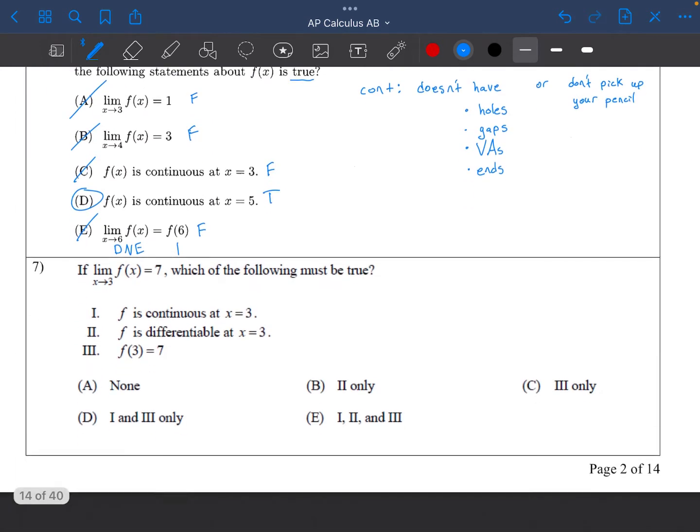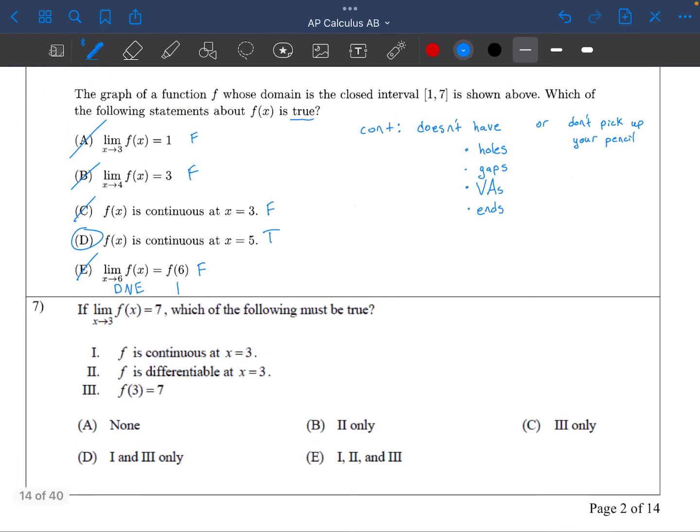On to question number 7. All right, so if x approaches 3 from both sides, again, whenever you have no plus and no minus after this, you assume that it is from both sides. So from both sides, we get a height of 7. Which of the following must be true? And I'm going to underline this word true because sometimes it asks which of the following must be false, right?